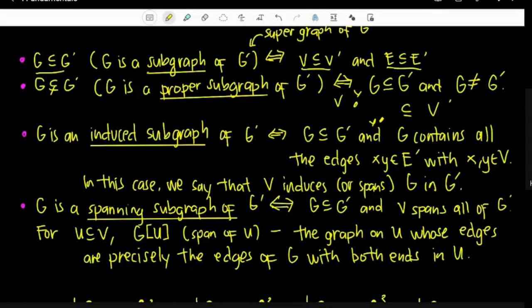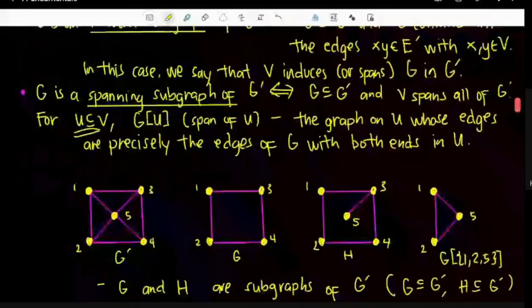Alright, in short, ganito. Pag kinuha mo yung span ng mga vertices, let's say U lang. So, let's say U is a subset of the vertices. So, kukunin mo yung span niya. So, the graph on U, the span of U, is the graph on U whose edges are precisely the edges of G with both ends in U. Sige, drawing na natin para hindi nakakalito.